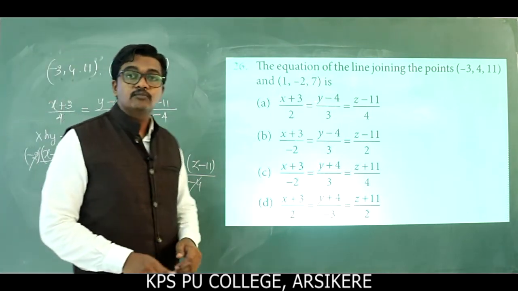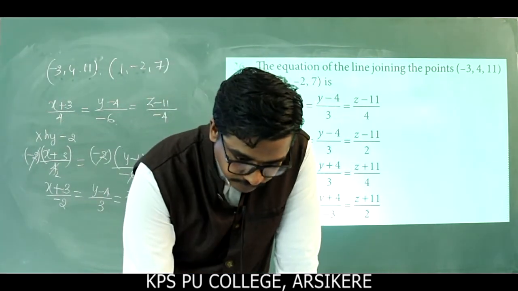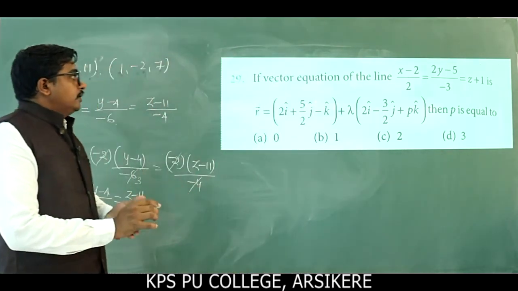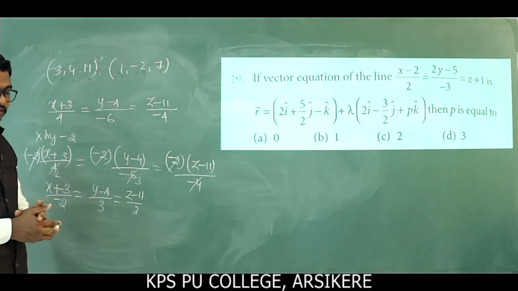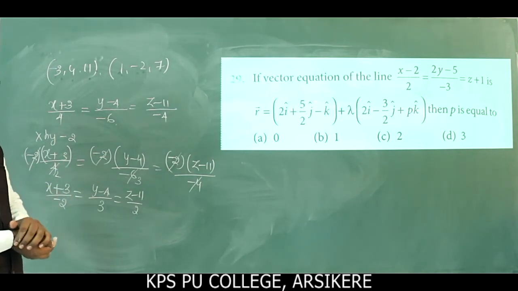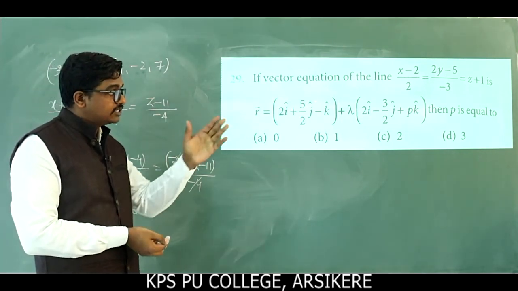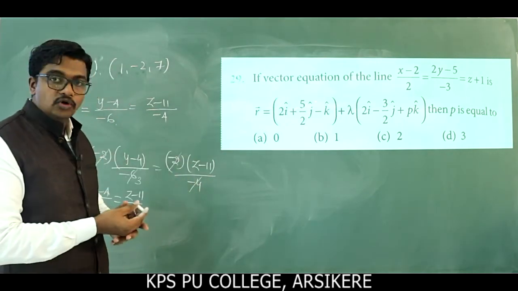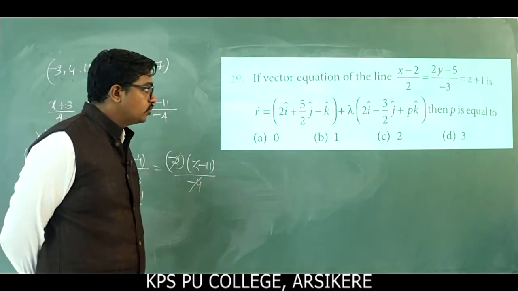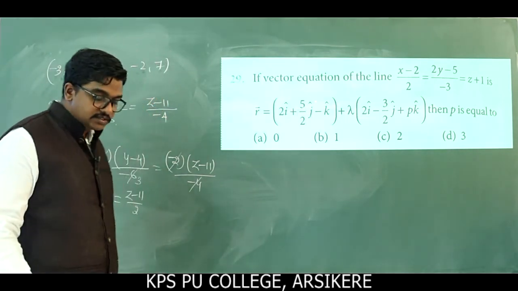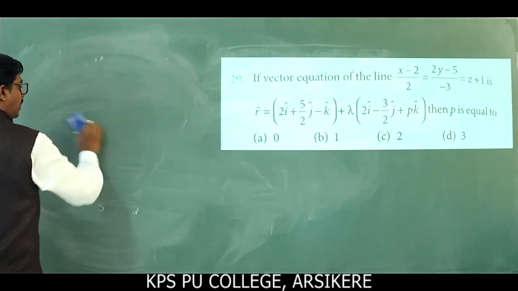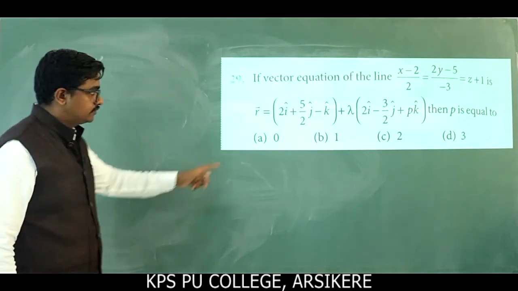Next, dear children, we are moving to the next question. If the vector equation of the line (x - 2)/2 = (y - 5)/(-3) = (z + 1)/1 is vector r = 2i + 5/2 j - k cap + lambda times (2i - 3/2 j + p k cap), then p is equal to? You need to find the value of p. They gave the Cartesian equation and the corresponding vector equation.